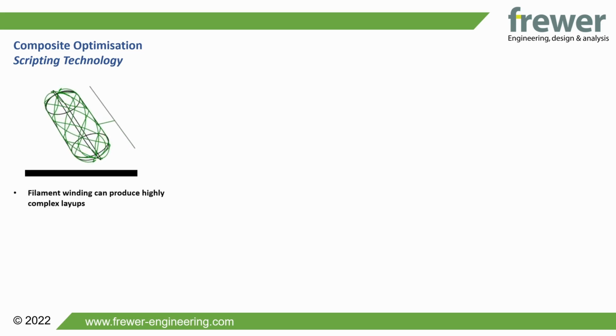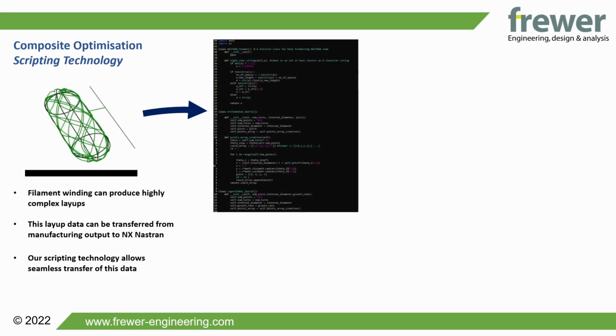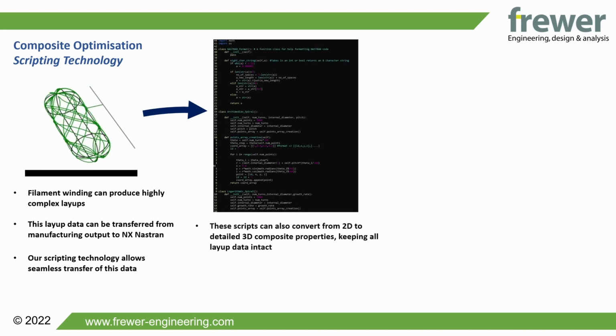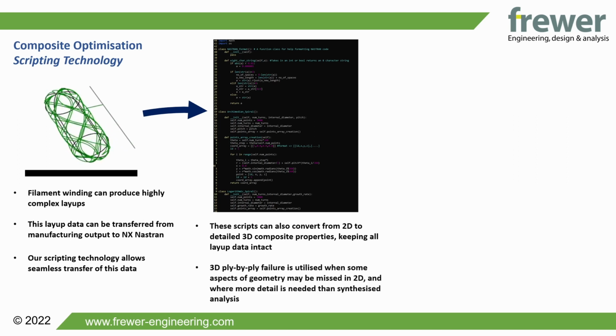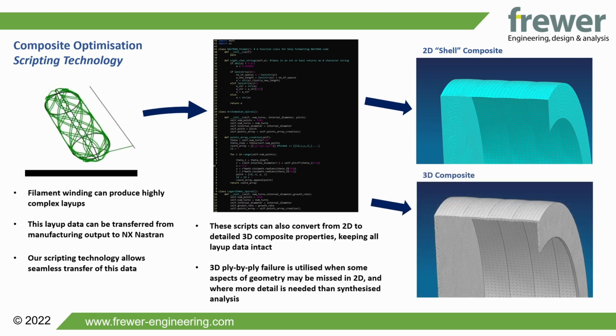At Frewer Engineering, we have also developed novel scripting techniques. These are utilized when highly complex layups need to be structurally assessed, for example filament wound structures. Our scripts can take raw manufacturing data and convert them for use within NX Nastran, keeping all composite properties and orientations intact. Not only does this allow seamless transfer of data, but if the geometry is too complex, requiring 3D elements, our scripts can also handle this.